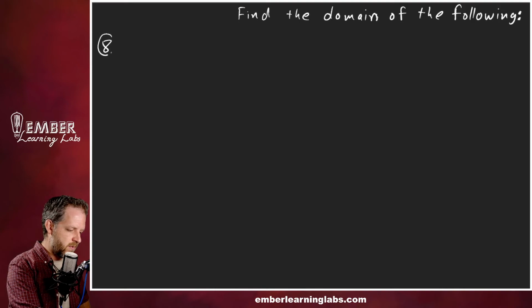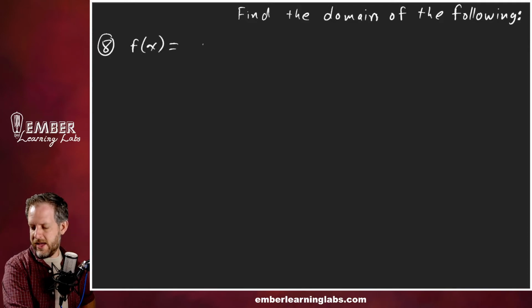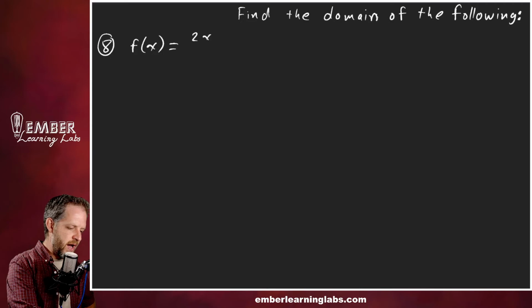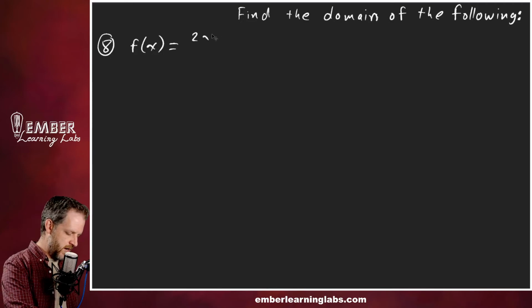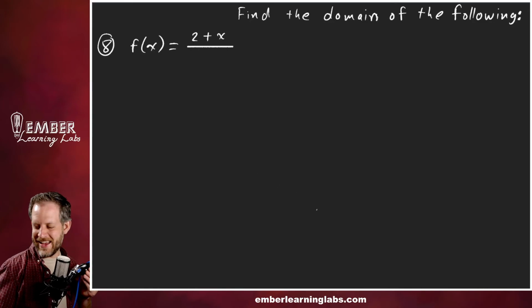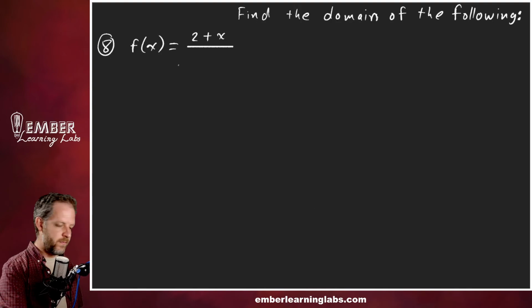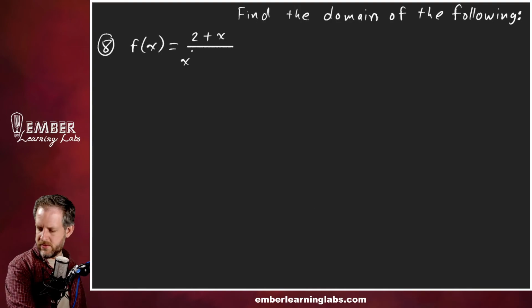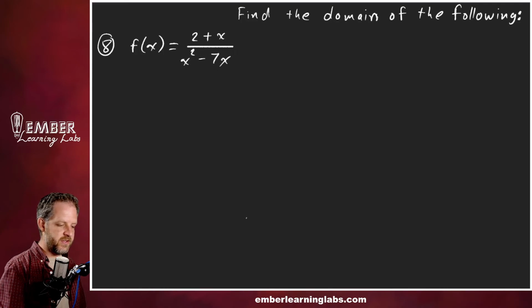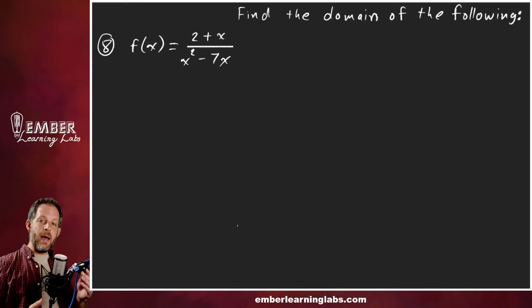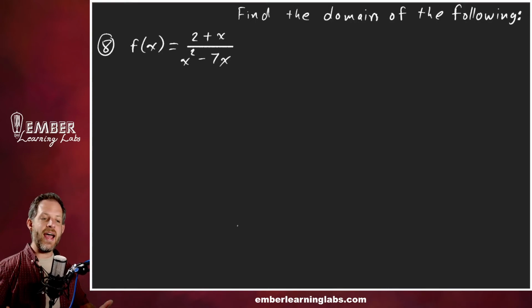Example 8. So we're going to find the domain of f of x equals 2 plus x over x squared minus 7x. Okay, so we want to find the domain of this. So domain is a list of all possible x's. So it's what x can be.